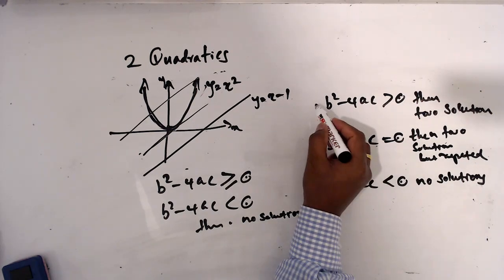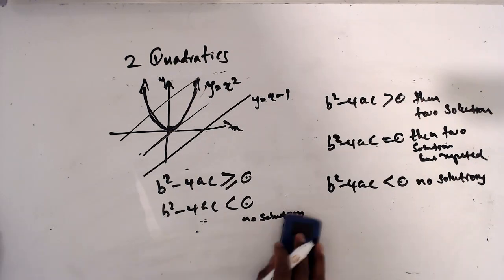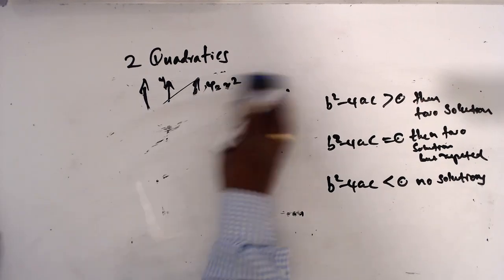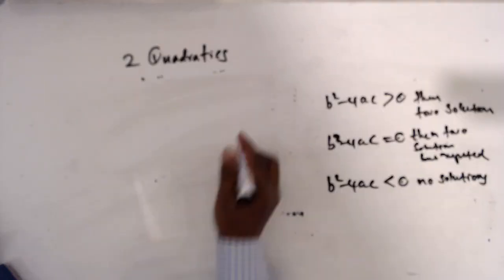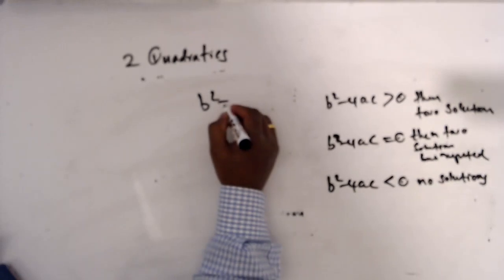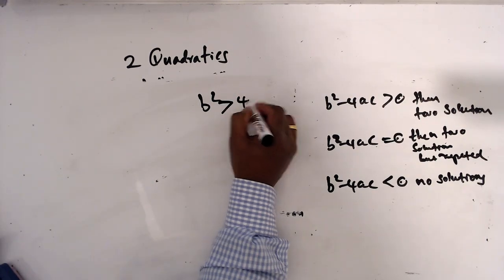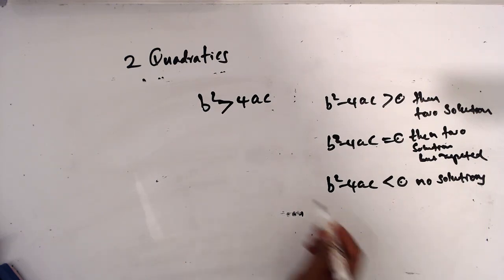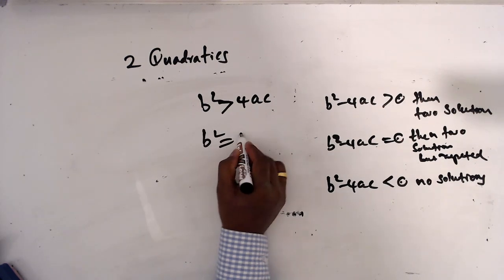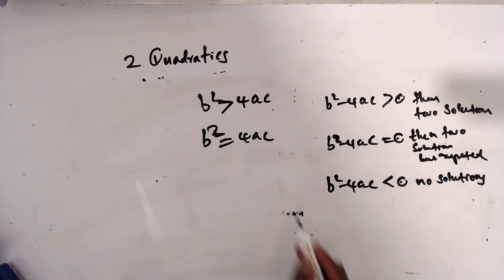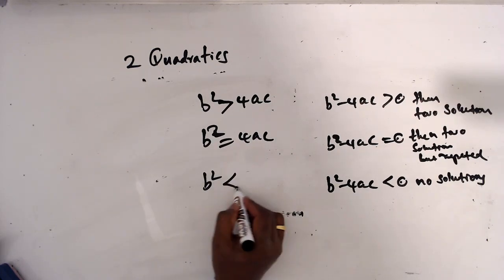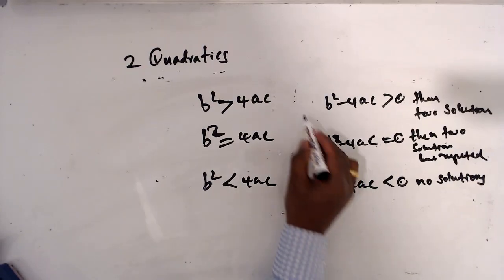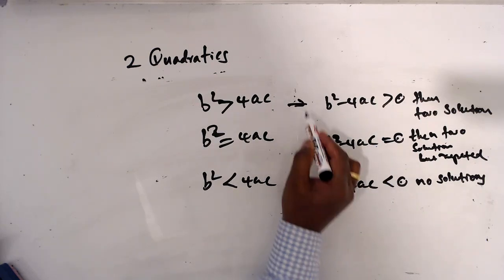This you can also write like this: b square greater than 4ac, I bring 4ac to the other side. Or b square equal 4ac. Or b square less than 4ac. Same thing here.